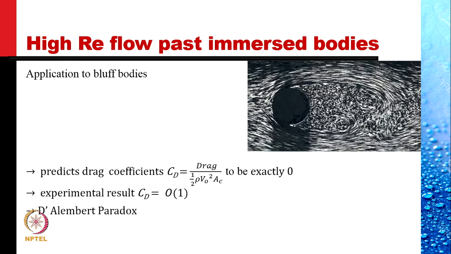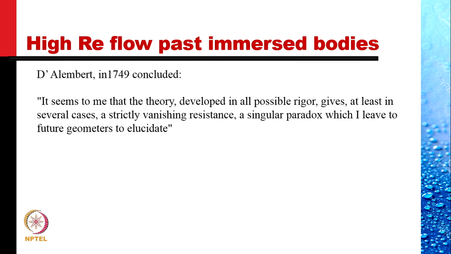This is what is known as D'Alembert's paradox. D'Alembert in 1749 concluded in one of his papers, "It seems to me that the theory developed in all possible rigor," this is the theory when the viscous term was neglected, "gives at least in several cases a strictly vanishing resistance, drag, a singular paradox which I leave to the future geometers to elucidate."